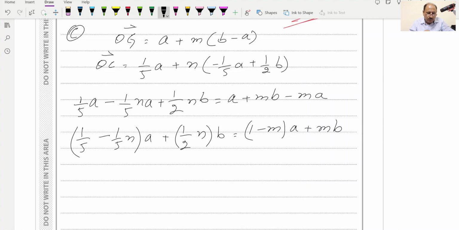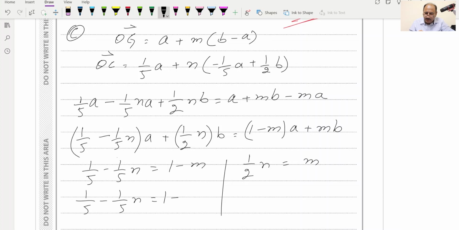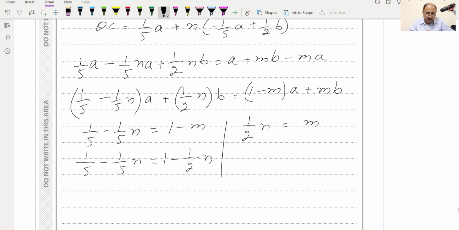Now we can compare the coefficients. The coefficient of a will be equal to 1 minus m, so 1 over 5 minus 1 over 5n is equal to 1 minus m, and the second equation which we can compare is 1 by 2n is equal to m. Now this value of m we can replace over here, and our equation will become 1 by 5 minus 1 by 5n is equal to 1 minus 1 by 2n, and we can further simplify this.